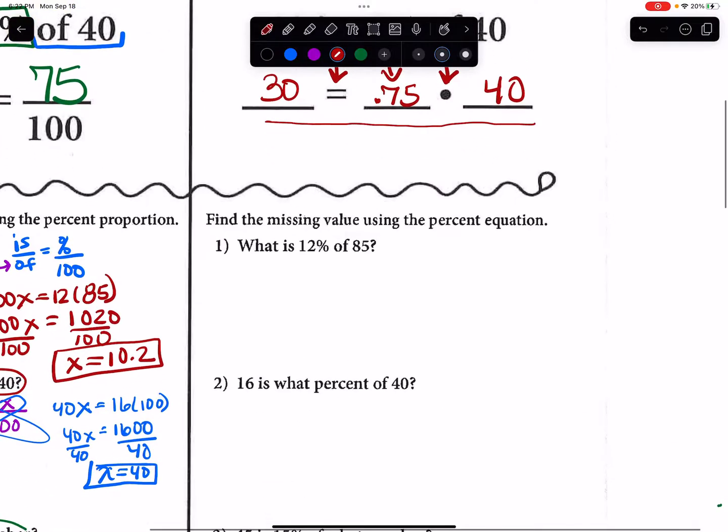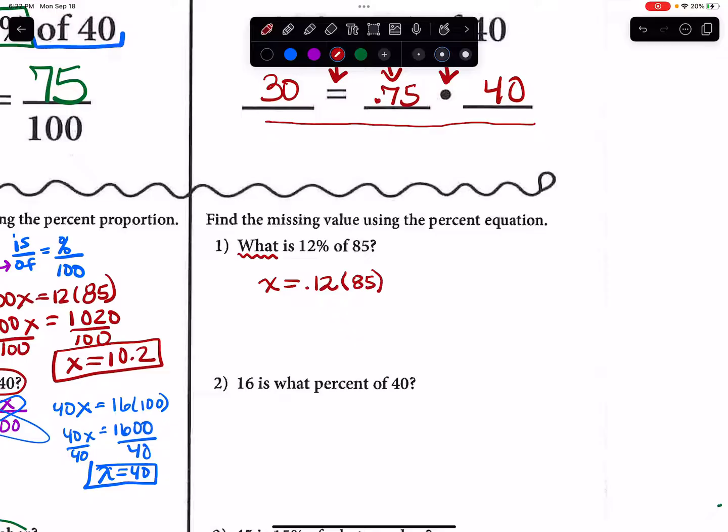So I'm going to take this problem right here, number 1. I'm going to make an equation out of what it says. Anytime you see the word what, that's your variable. Is an equal sign. 12% written like a decimal means I need to divide 12 by 100, which makes it 0.12. Of in math means multiply, and I'm going to use parentheses for multiplying.